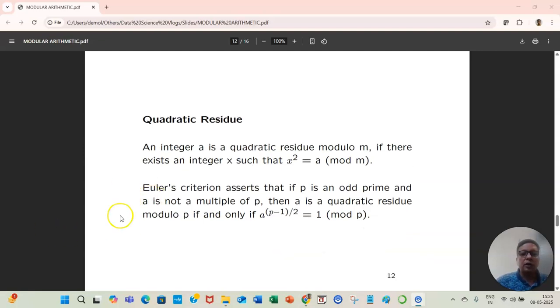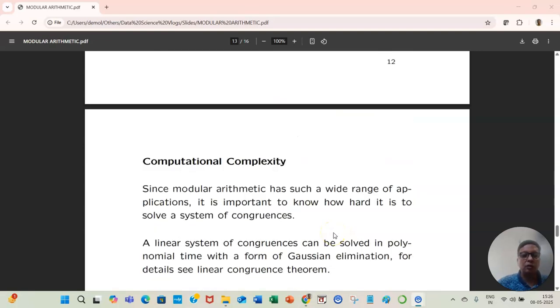Quadratic residue: an integer a is a quadratic residue modulo m if there exists an integer x such that x squared ≡ a mod m. Euler's criterion asserts that if p is an odd prime and a is not a multiple of p, then a is a quadratic residue modulo p if and only if a to the power (p minus 1) by 2 ≡ 1 mod p. This is known as quadratic residue.